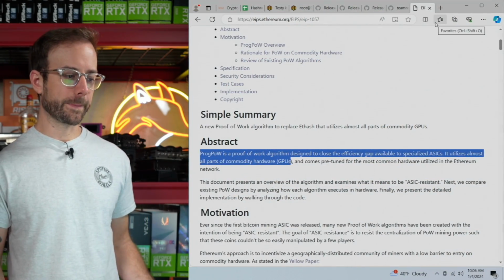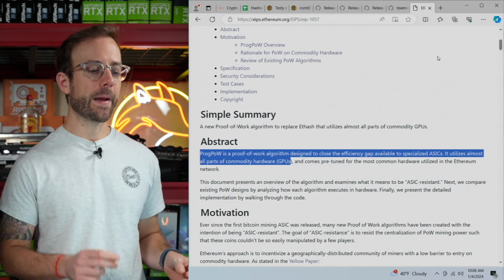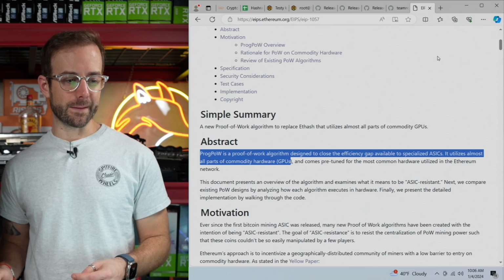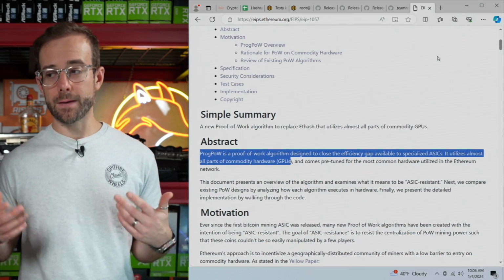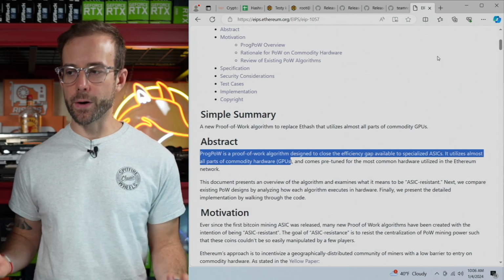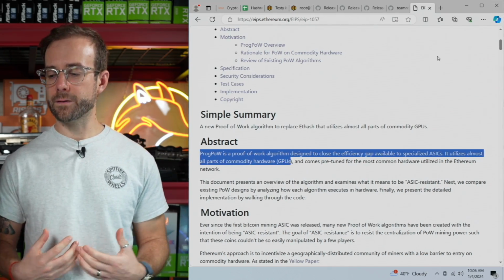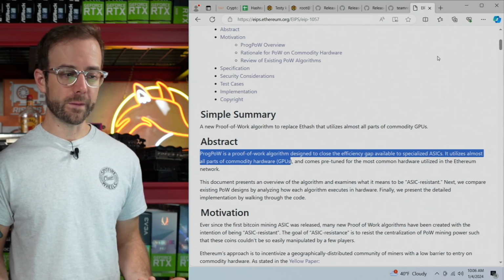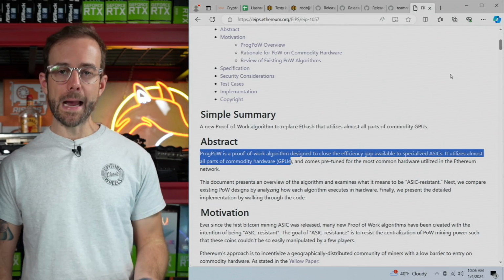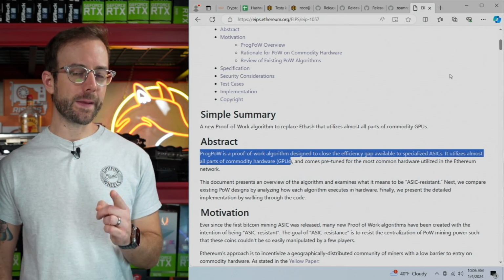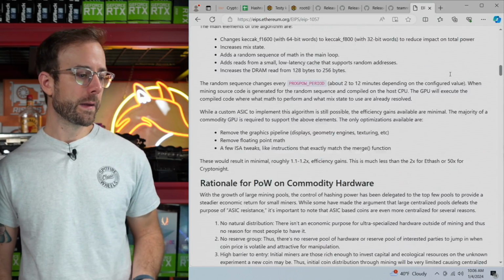Let's take a look at the original EIP on the Ethereum network for the introduction of Programmatic Proof of Work. So right here it says it's an algorithm designed to close the efficiency gap available to specialized ASICs. It utilizes almost all parts of commodity hardware, such in this case as the GPU. All parts. It saturates this GPU, which is why it needs power to send to all those components for this algorithm. Here's what's happened in the past and what this algorithm looks to achieve and why I think it's popular among a lot of newer cryptocurrencies in the last year or so.